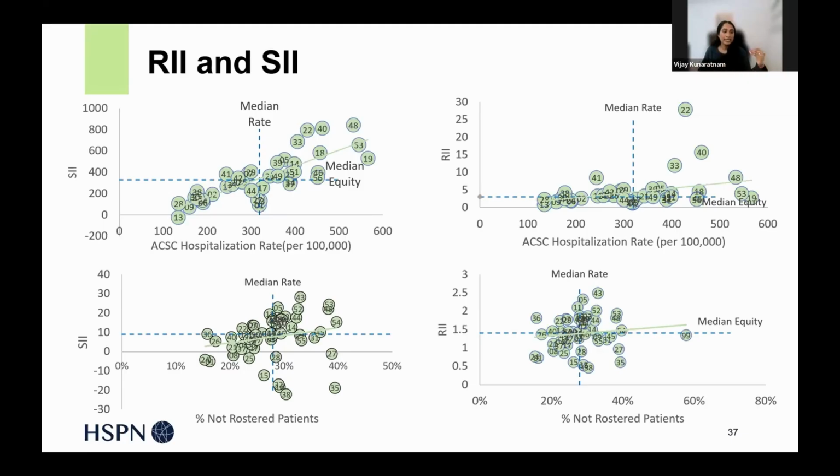For the SII, the dashed median equity line is just around 9%. So that's telling us there's about a 9% difference in the share of people that are not rostered between the most and least deprived areas. And when we look at the RII, the interpretation is slightly different because we're looking at it relatively. Relatively speaking, people in more deprived areas are about 40% more likely to be not rostered, because the RII is about 1.4 in terms of median equity. And we can also say that the proportional gap is fairly consistent across the teams, because of all the clustering that's happening across that median rate and median equity.